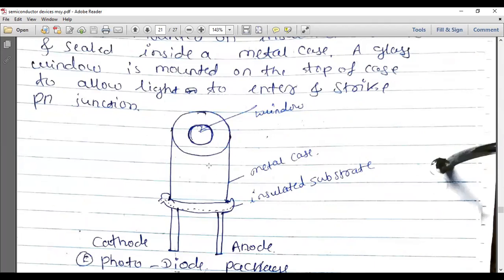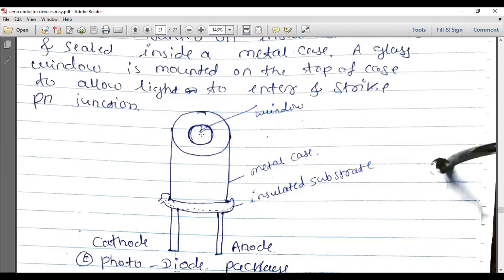A round-colored diagram I showed, the metal one. That is the round metal case we are going to consider. This is an insulated substrate. It is nothing but the anode and cathode that are there.